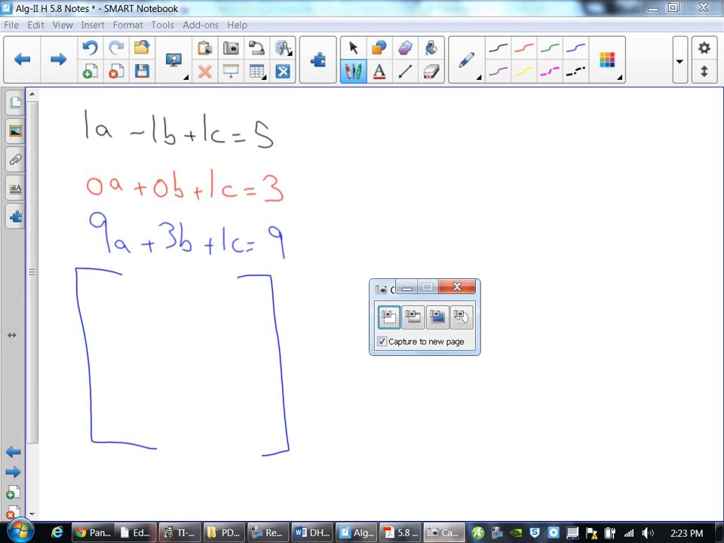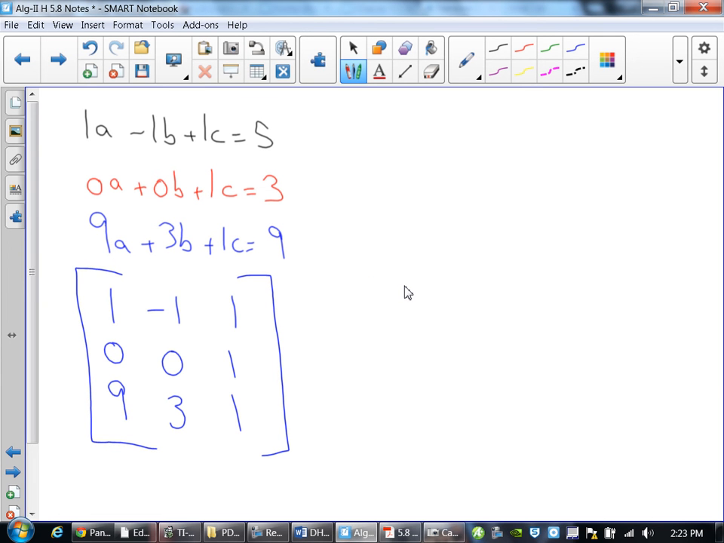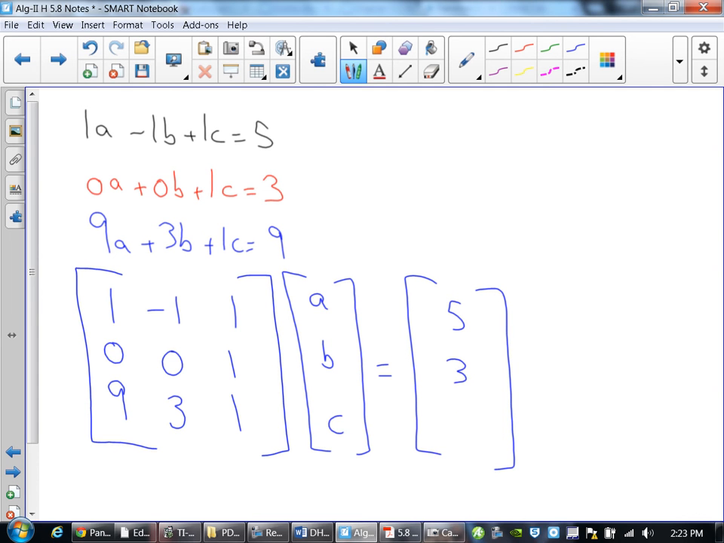So what we do is this: 1, -1, 1. 0, 0, 1. 9, 3, and 1. What we've done there is create what's called a coefficient matrix of our system of equations. Okay? Now, this is being multiplied by A, B, and C, and it has to equal 5, 3, and 9. Now, right now, you guys are all going, what?